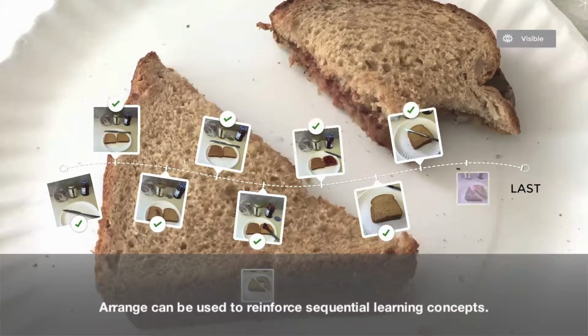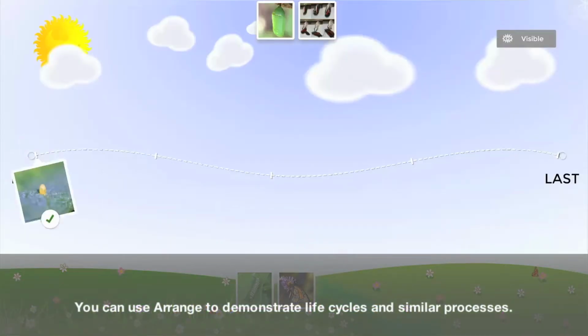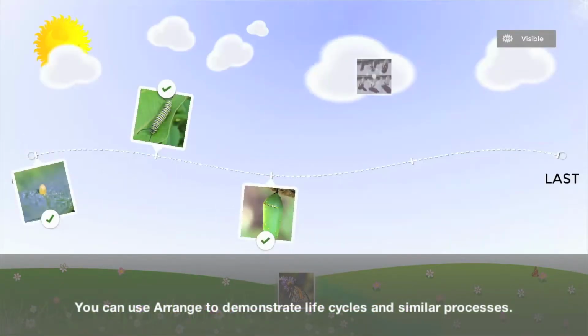The goal is to drag items located at the top and bottom of the screen to markers on a curved timeline located in the center of the screen. Here, Arrange is used to demonstrate the life cycle of a butterfly.